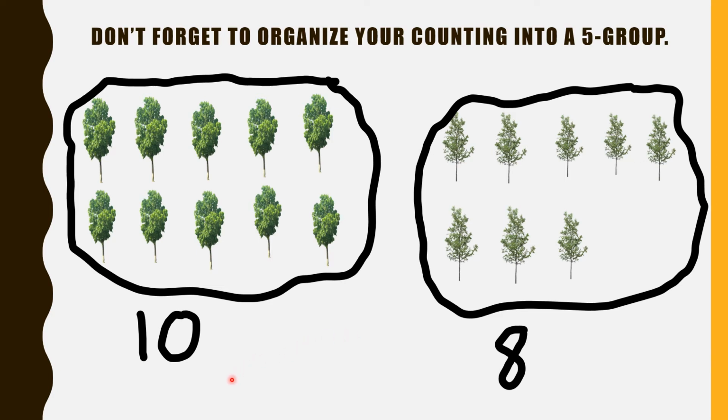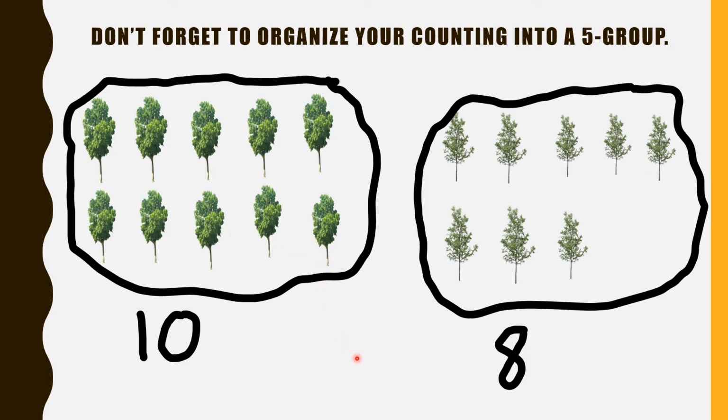Now, remember in the story, there were how many big trees? 10. A 5 group of 10 has 5 at top and 5 at the bottom. Let's count all together. Will you count with me? Ready? Go. 1, 2, 3, 4, 5, 6, 7, 8, 9, 10.